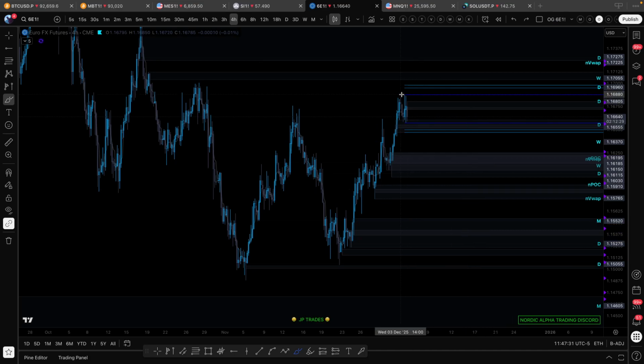And for shorts, I would want to see another SFP of this high, or we SFP these highs into this order block, or just a shallow tap into this order block here. And that's going to be all your trade setups on Euro USD.